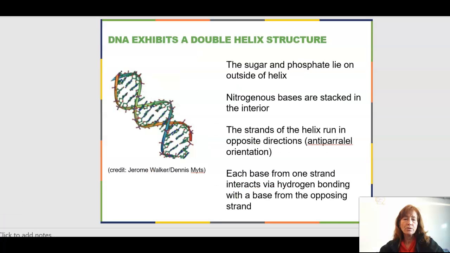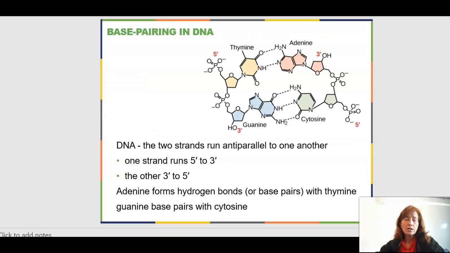We've looked at esters already, ester bonds in lipids. We also know that the rungs of the ladder are formed by the base pairs. So we have thymine and adenine, which have 2 hydrogen bonds between them, and then we have guanine and cytosine, which also form hydrogen bonds between them, but in this case there's 3. So we see how that works.